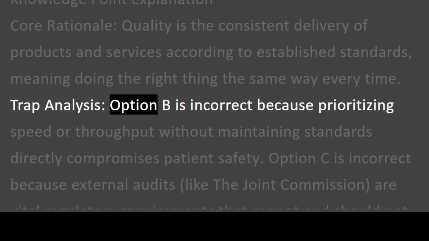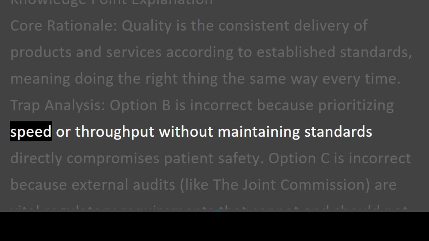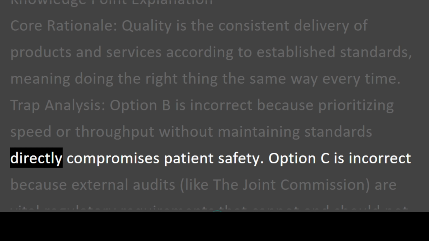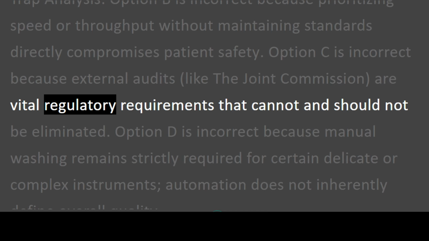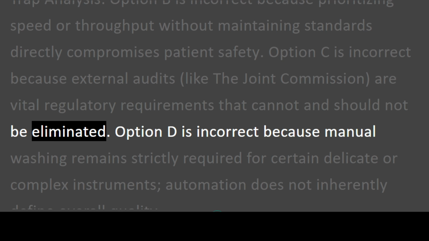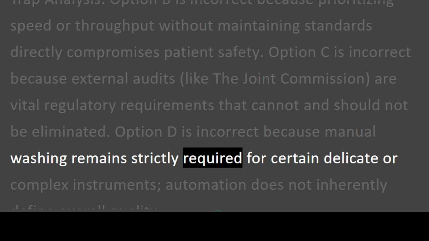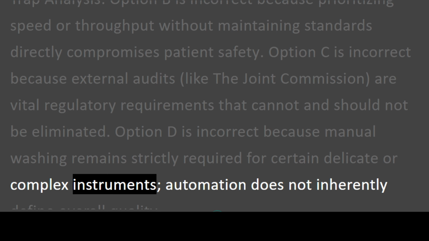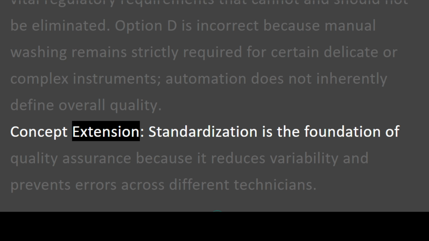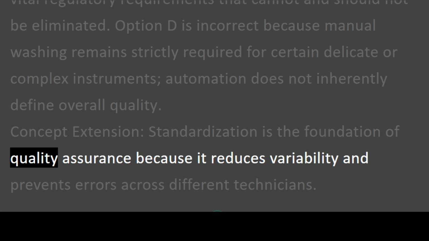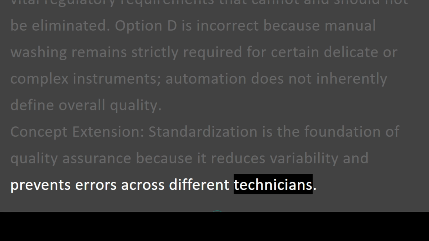Trap analysis: option B is incorrect because prioritizing speed or throughput without maintaining standards directly compromises patient safety. Option C is incorrect because external audits, like the Joint Commission, are vital regulatory requirements that cannot and should not be eliminated. Option D is incorrect because manual washing remains strictly required for certain delicate or complex instruments. Automation does not inherently define overall quality. Concept extension: standardization is the foundation of quality assurance because it reduces variability and prevents errors across different technicians.